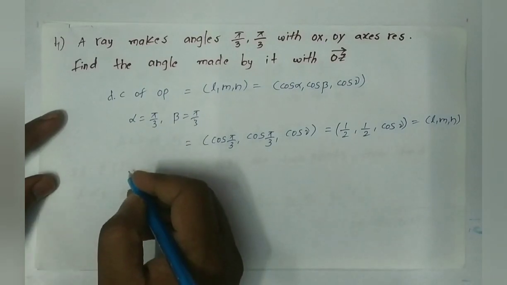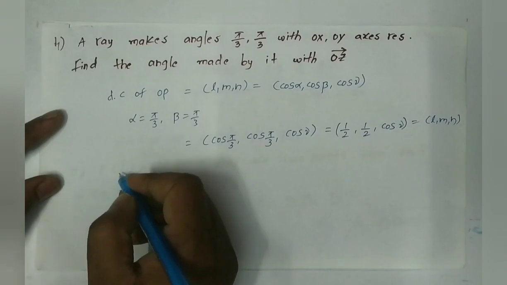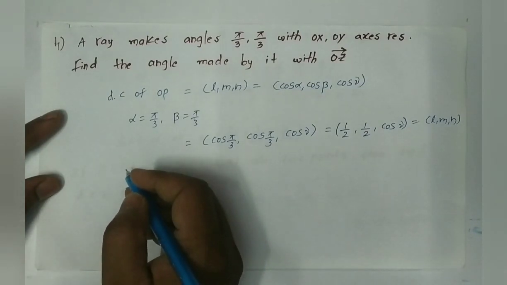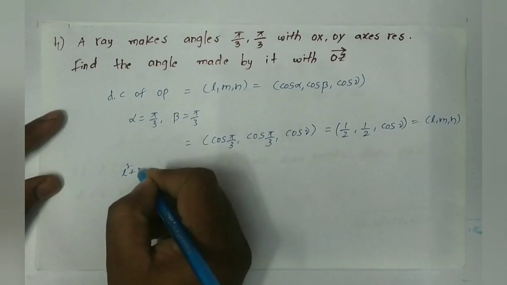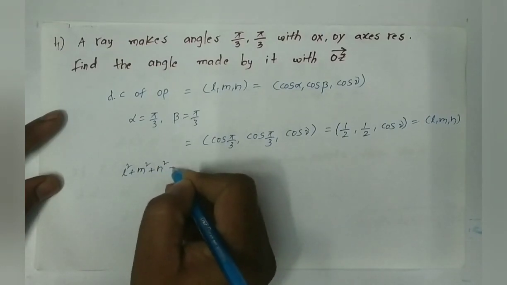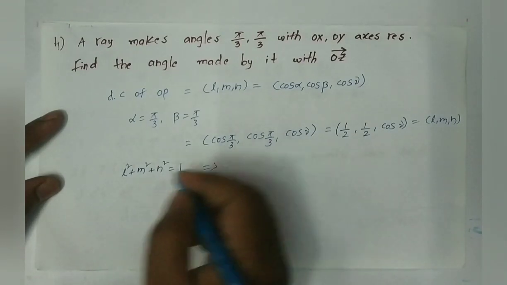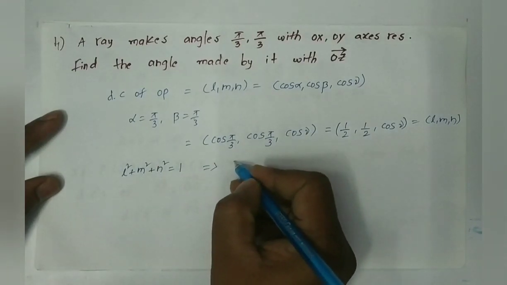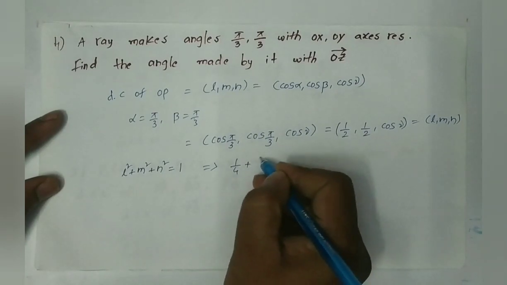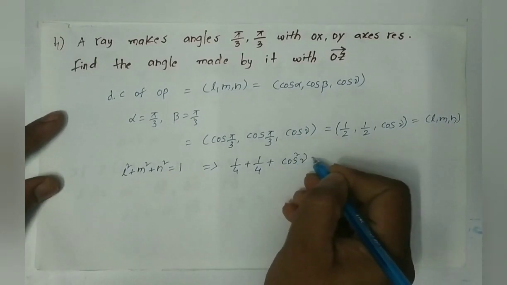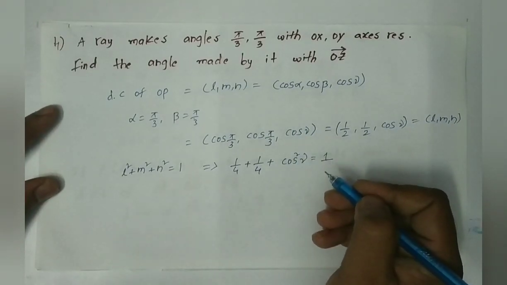Already we know the relation between the direction cosines of a line: if L, M, N are the direction cosines of the line OP, then L square plus M square plus N square is equal to 1. This is the relation between direction cosines of the line. Now let us substitute L, M here. L is 1 by 2, so L square is 1 by 4, M square is 1 by 4, N square is cos square gamma, which is equal to 1.